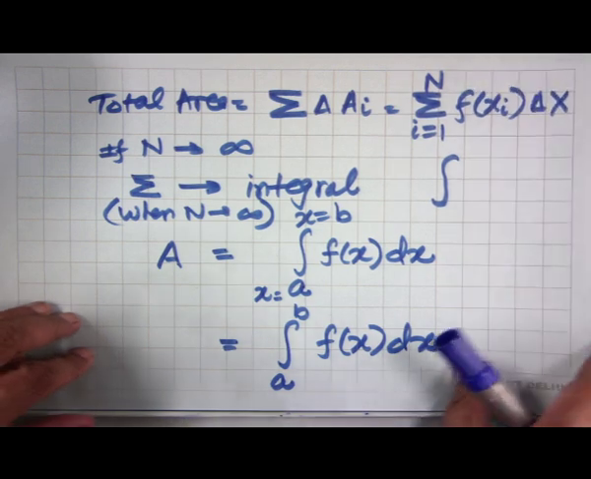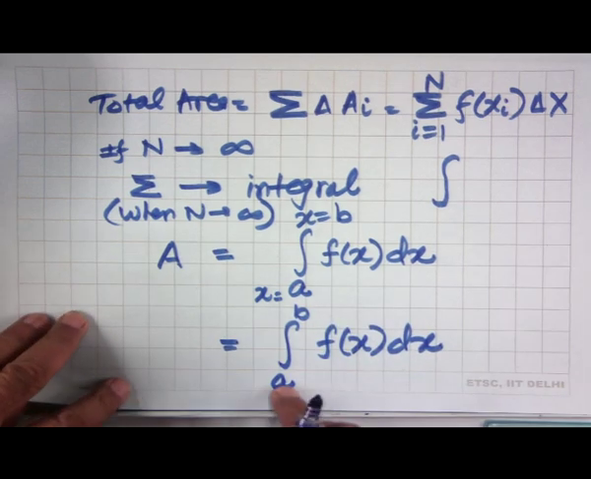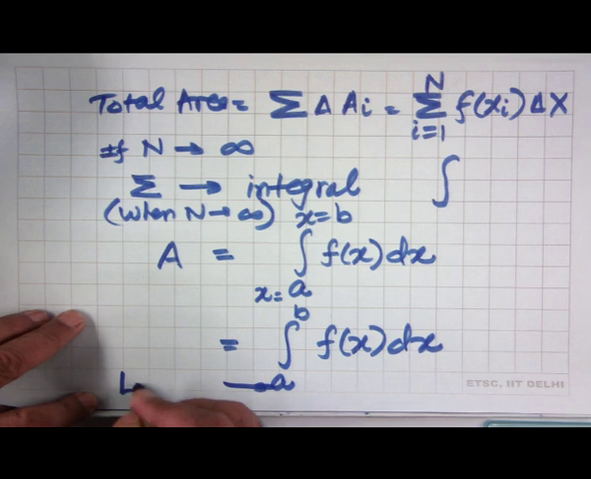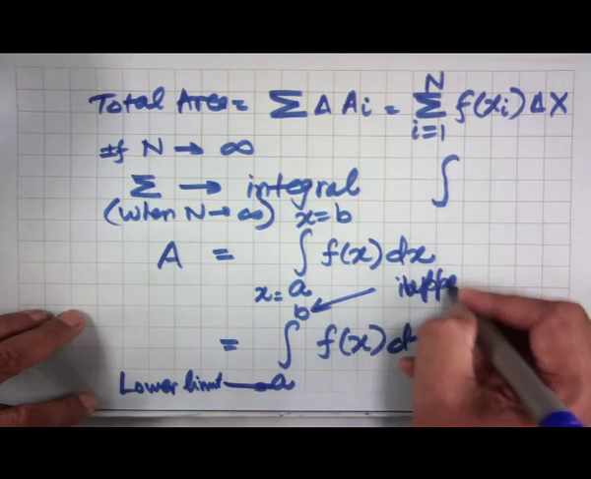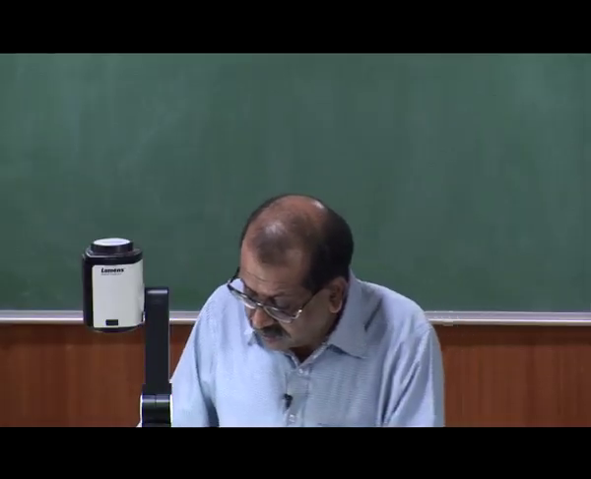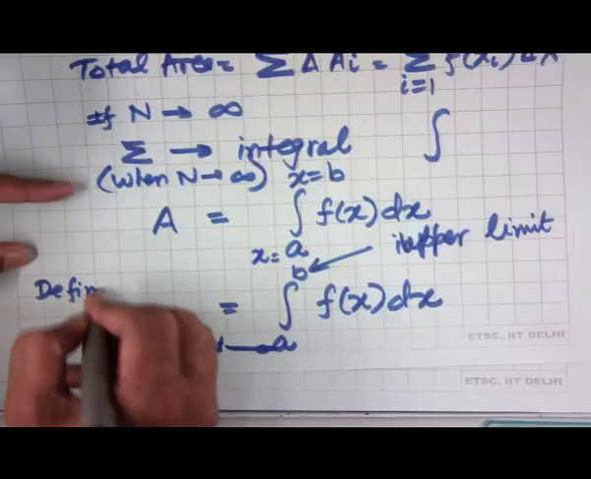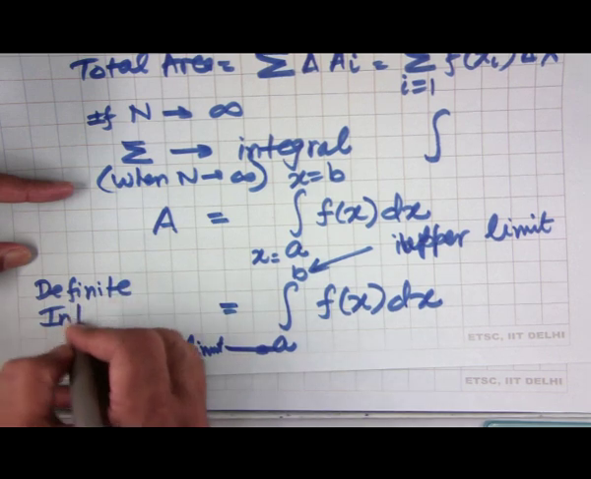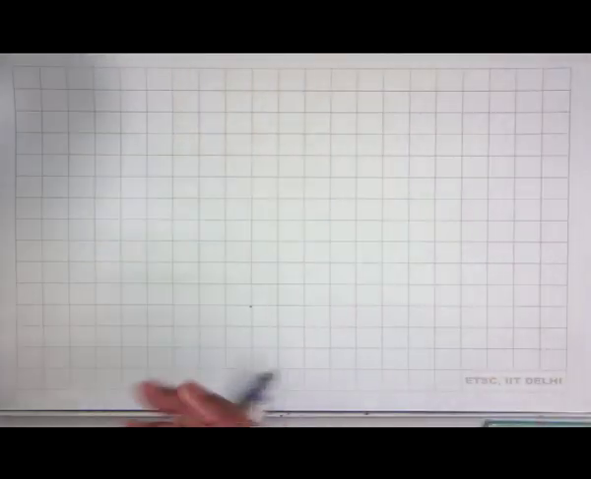So, the integral of a curve is the area under the curve between the lower limit and the upper limit. This is the lower limit of integration, and this is called the upper limit of integration. Such an integral, where we have area under the limits, is called a definite integral, and this definite integral is the area under the curve.